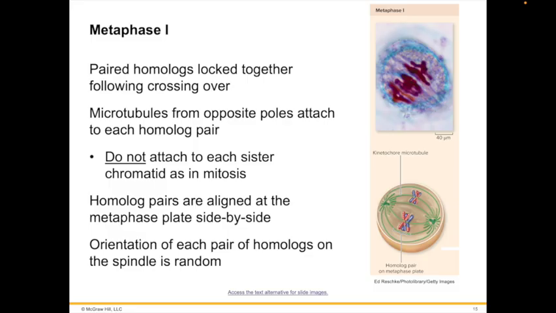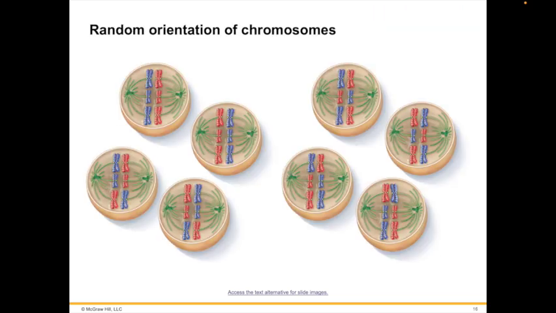It produces tension on the paired homologs, pulling them to the equator of the cell. In this way, each joined pair of homologs lines up on the metaphase plate. The orientation of each pair on the spindle axis is random. Either the maternal or paternal homolog may be oriented toward a given pole. This also provides random variation. It makes us different. So this is showing a random orientation of chromosomes, such as you see in figure 11.6.